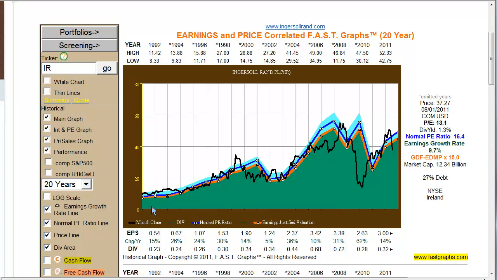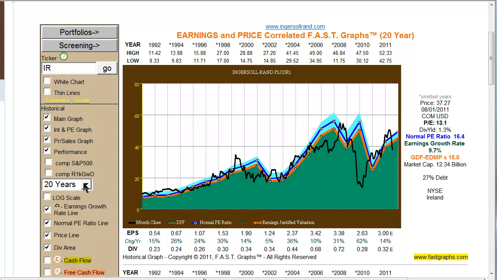What's important about this graph is the price and earnings relationship. You can see that stock price follows earnings very closely and correlates very closely to what earnings are doing. When earnings are rising, stock prices are rising. When earnings are falling, stock price is falling, and vice versa.